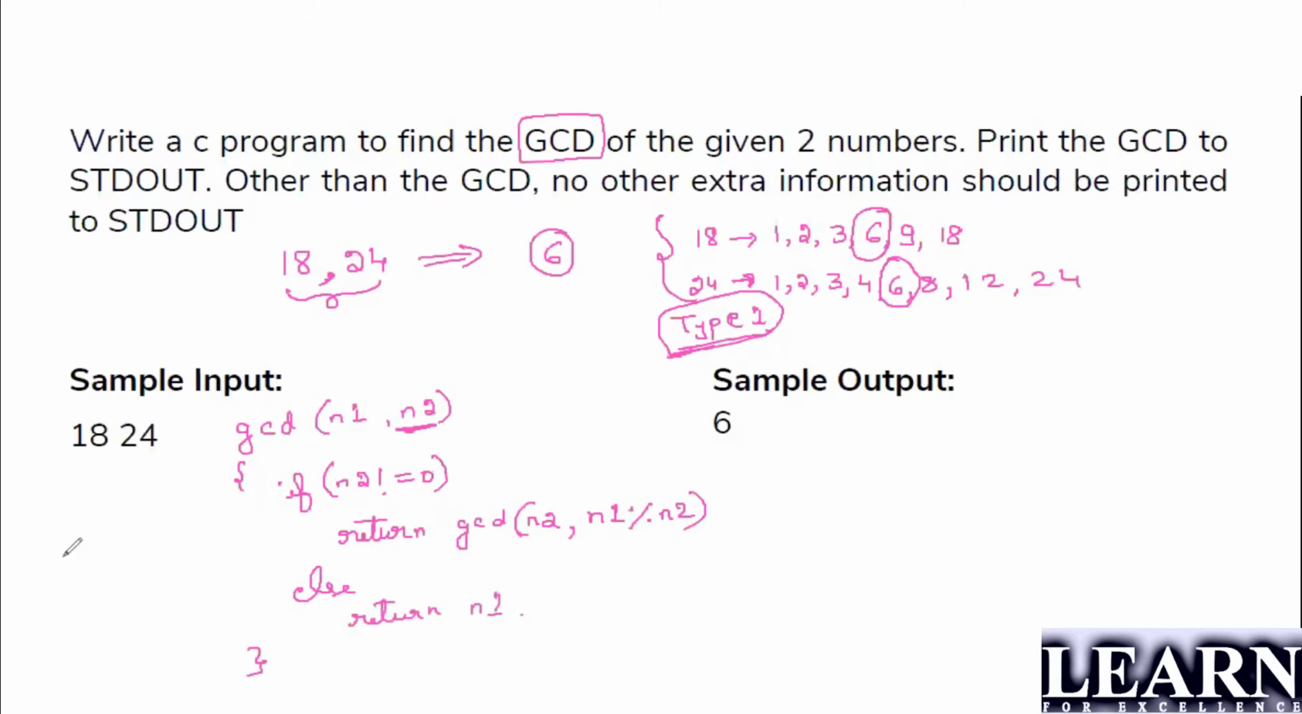This is type 2 to find GCD. Any other way?